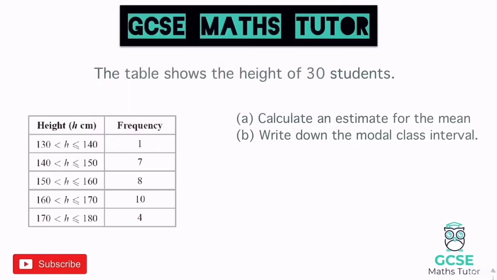Now this question is very similar. It shows the height of 30 students. It says calculate an estimate for the mean, and then again write down the modal class interval. So the reason it says to find an estimate for the mean is because we can't get an exact mean, because we don't actually know, particularly looking at just this first row, what that person's height actually is. It's one person between 130 and 140. There could be anything, 132, 138, anything in between.